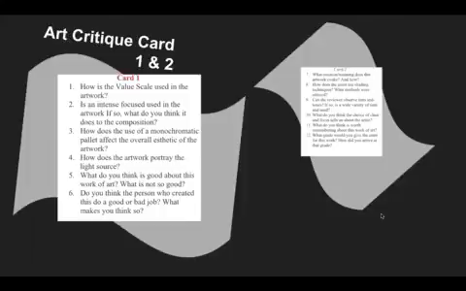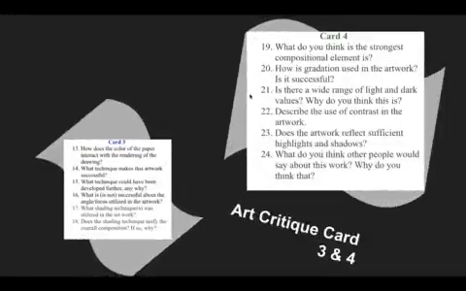Okay, the art critique card. So you will be organized, like I said, into small groups for the critique process. Each group will be handed one note card. All these questions focus on the goal of our art lesson, which was contrast. So here we have card 1, which consists of 6 questions, card 2, card 3, and lastly, card 4.